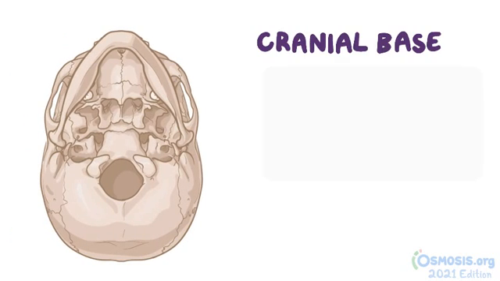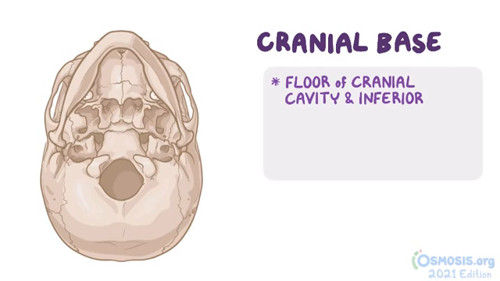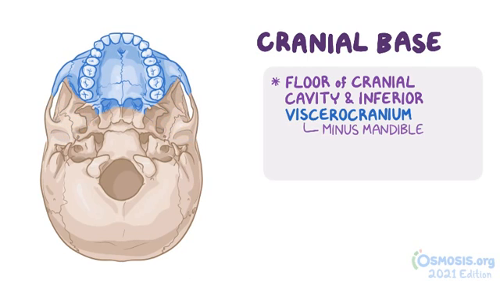The cranial base is the most inferior part of the skull. It consists of the floor of the cranial cavity plus the inferior view of the viscerocranium minus the mandible. Together with the cranial vault, which is the part of the skull that protects the brain, it contributes to the neurocranium.